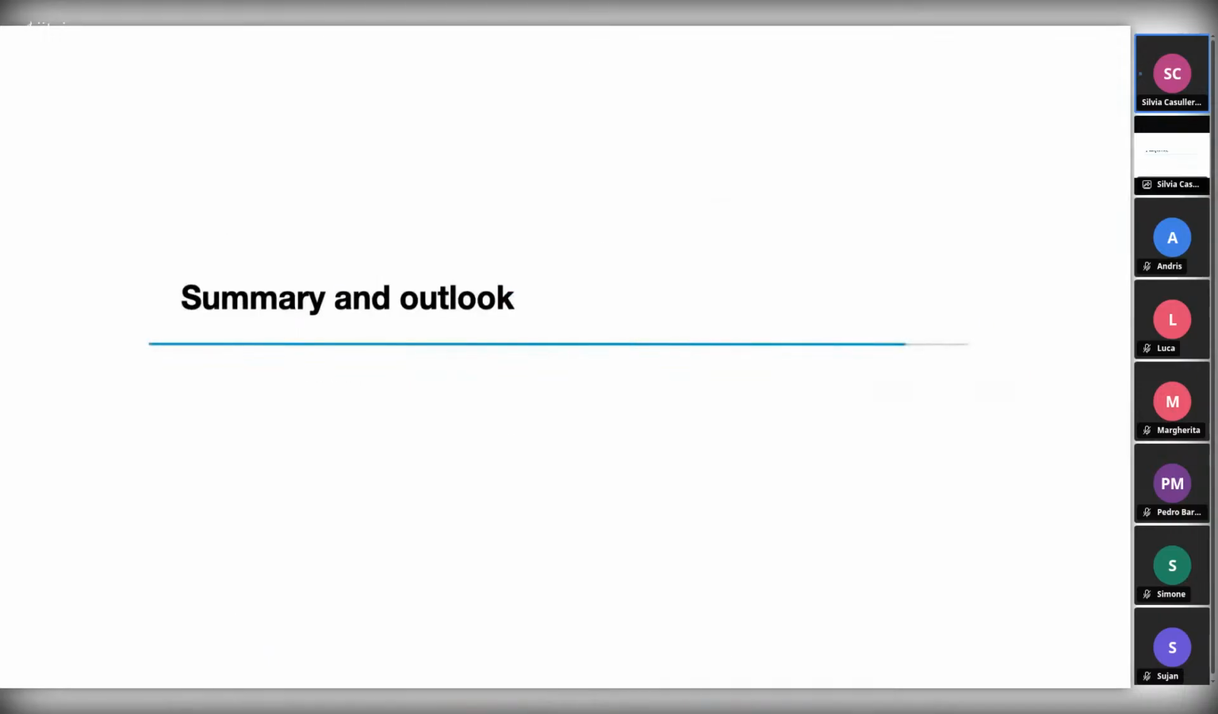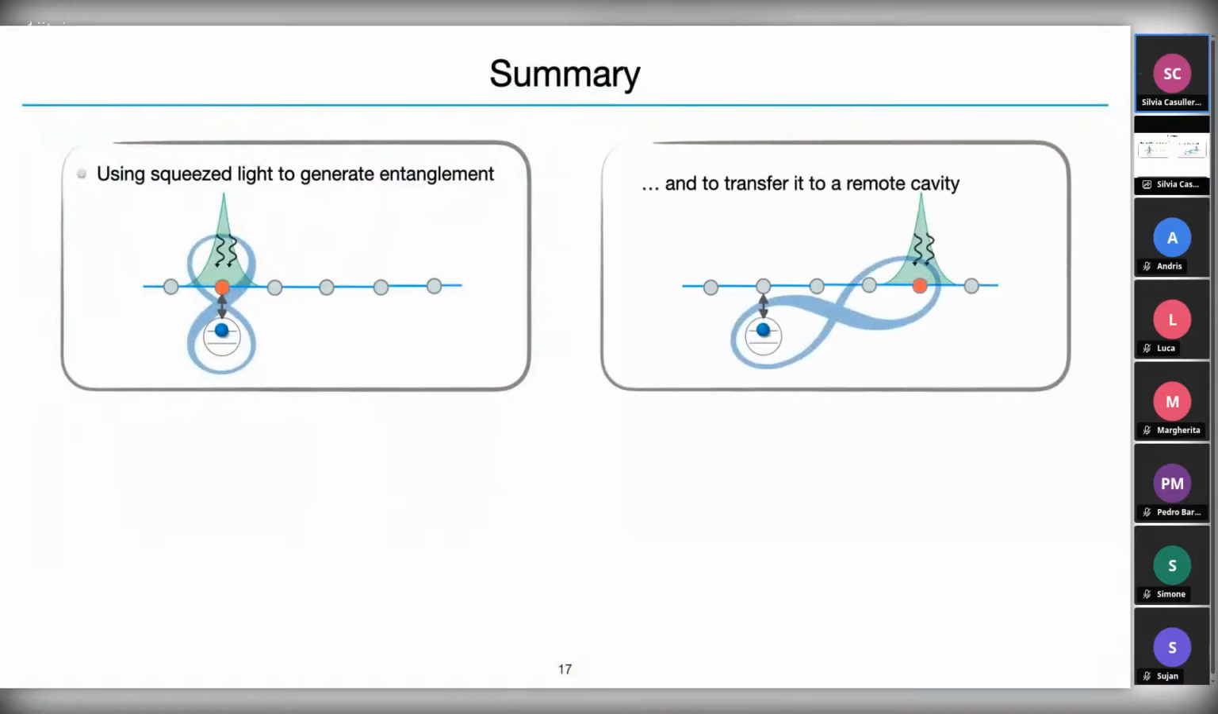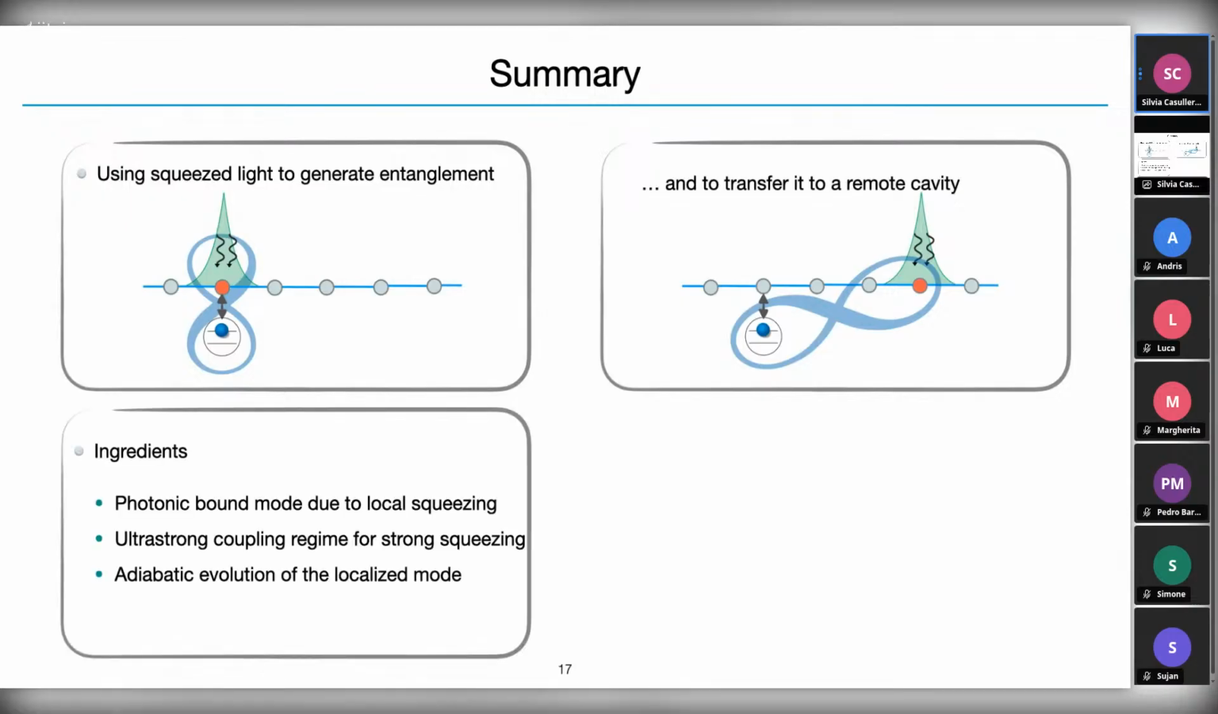So this was the talk. As a summary, I showed you how we can use squeezed light to generate entanglement in the system between the qubit and one localized mode. And also we use the squeezing, when we do it in a time-dependent way, to transfer it to a remote cavity. The main ingredients are this photonic bound mode that appears with the squeezing, which allows you to enter the instant coupling regime and then you prepare these entangled states, and then the adiabatic evolution of this localized mode from one region to the other to be able to do this.